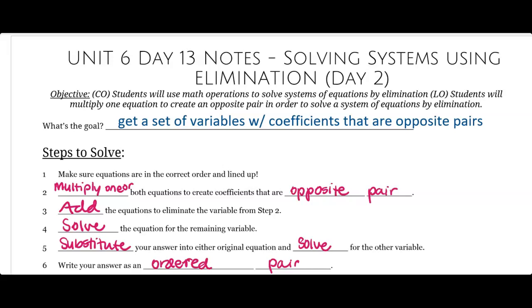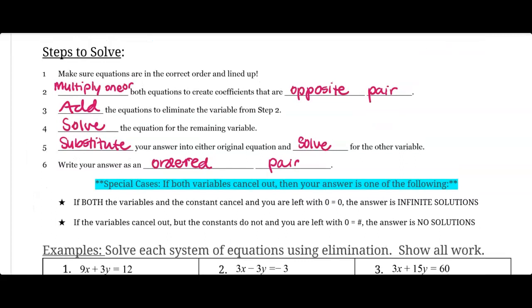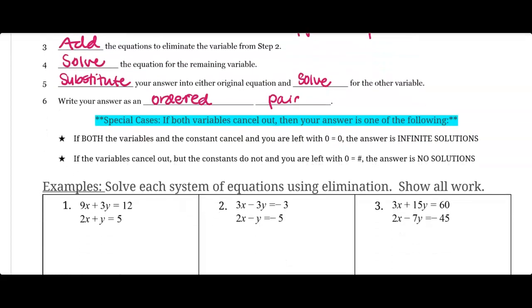We want to get coefficients that are opposite pairs because that's what we'll eliminate. And we're still going to have the same steps. We're going to multiply, then we're going to add, then we're going to solve, substitute, and solve again, and then write our answers in ordered pair.